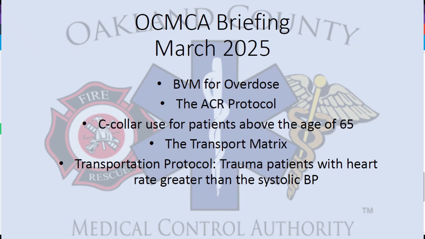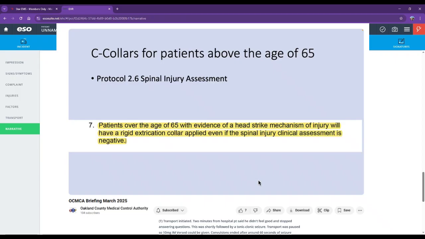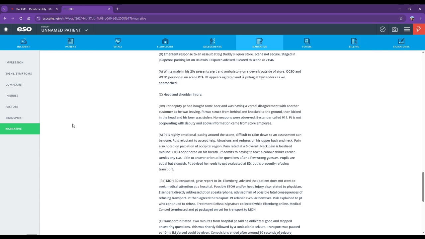So some of you who are watching the OCMCA March 2025 protocol briefing noticed that when they talked about the spinal assessment or spinal precautions protocol, there was a little nugget at the end where they said if you have a patient that refuses a C-collar when a C-collar has been indicated, you have to have them sign to refuse that treatment.